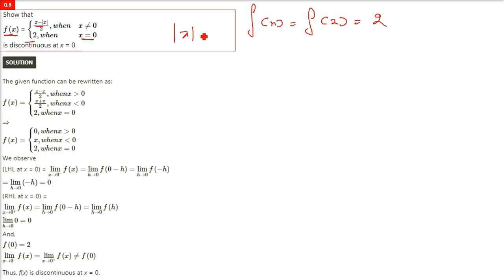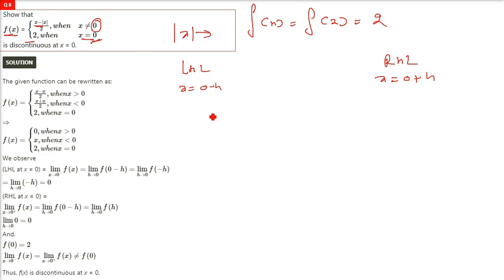This modulus or absolute value is a machine. When you put in any negative value, it will always produce a positive value. So we are going to see the left hand limit and right hand limit. x is not equal to 0, so we'll use x equal to 0 minus h and x equal to 0 plus h. h is not equal to 0, but it is so small that we place it as a limit, h tends to 0.